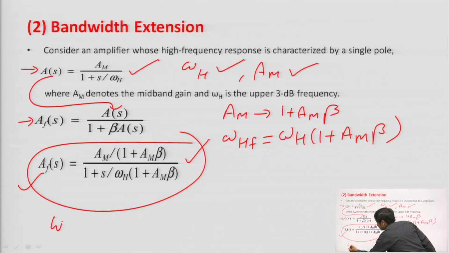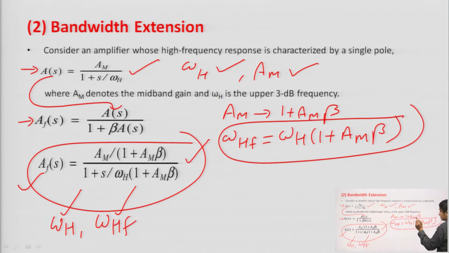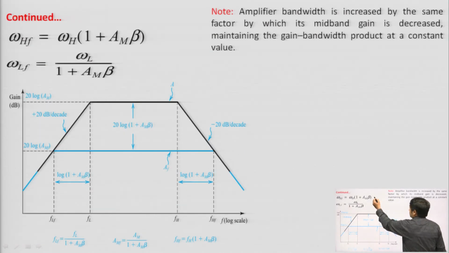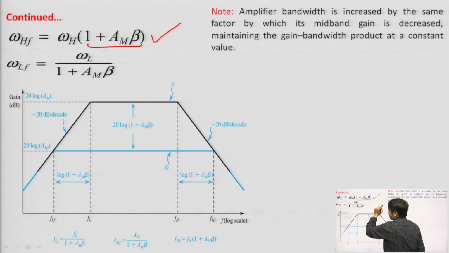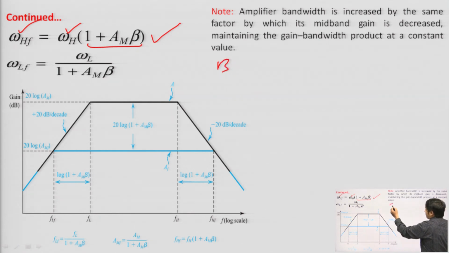Now, what is the difference between omega H and omega HF? Omega H is the upper 3 dB frequency without feedback, omega HF is the upper 3 dB frequency with feedback. So, with the help of negative feedback, your upper 3 dB frequency is increased by the factor 1 plus AM beta. So, the bandwidth is enhanced. Omega H is the upper 3 dB frequency without feedback, omega HF is the upper 3 dB frequency with feedback, fine. And the bandwidth of the amplifier, how do we calculate it? It is FH minus FL.